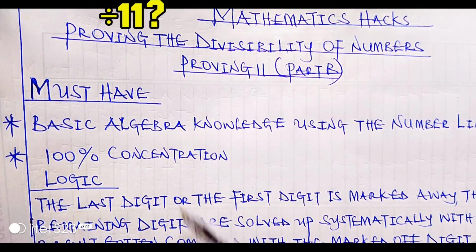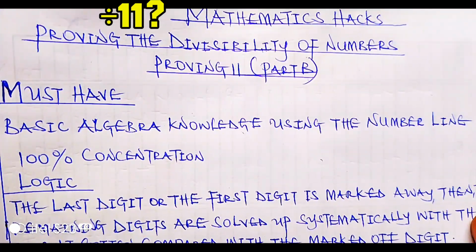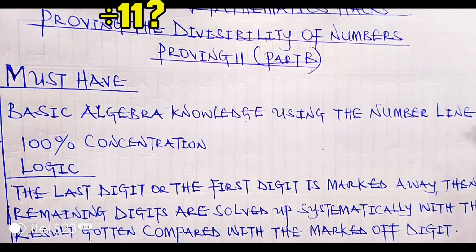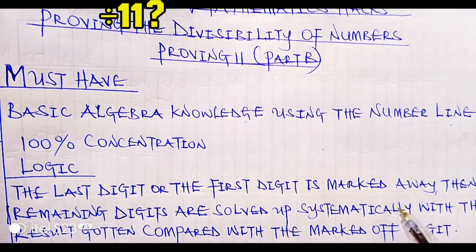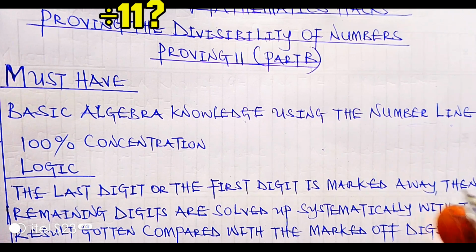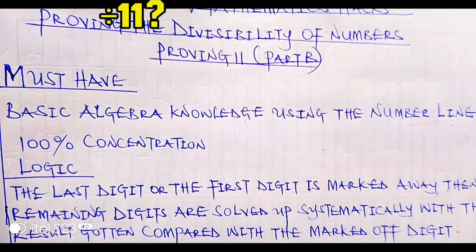The first part is basic algebra knowledge using the number line. It is very, very important. You have to understand how to use the number line to solve basic stuff. In the last exposition, we didn't use this number line, but we're going to be doing that today. You must have a knowledge of this to understand what we're going to treat today. The next is 100% concentration.